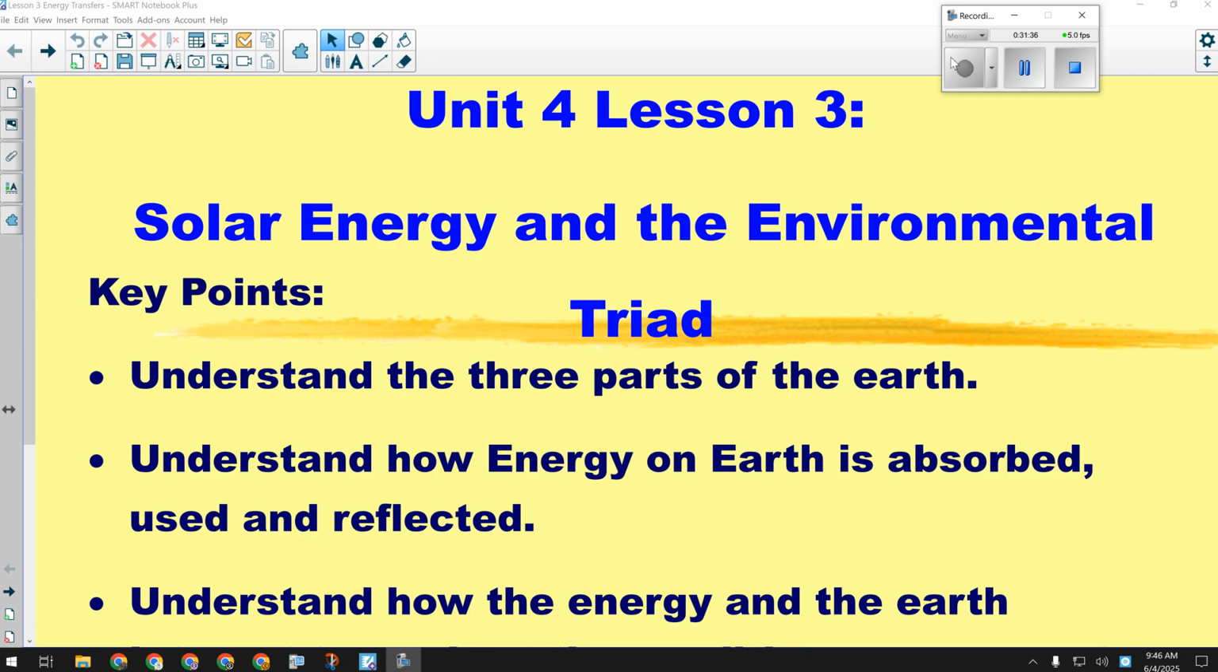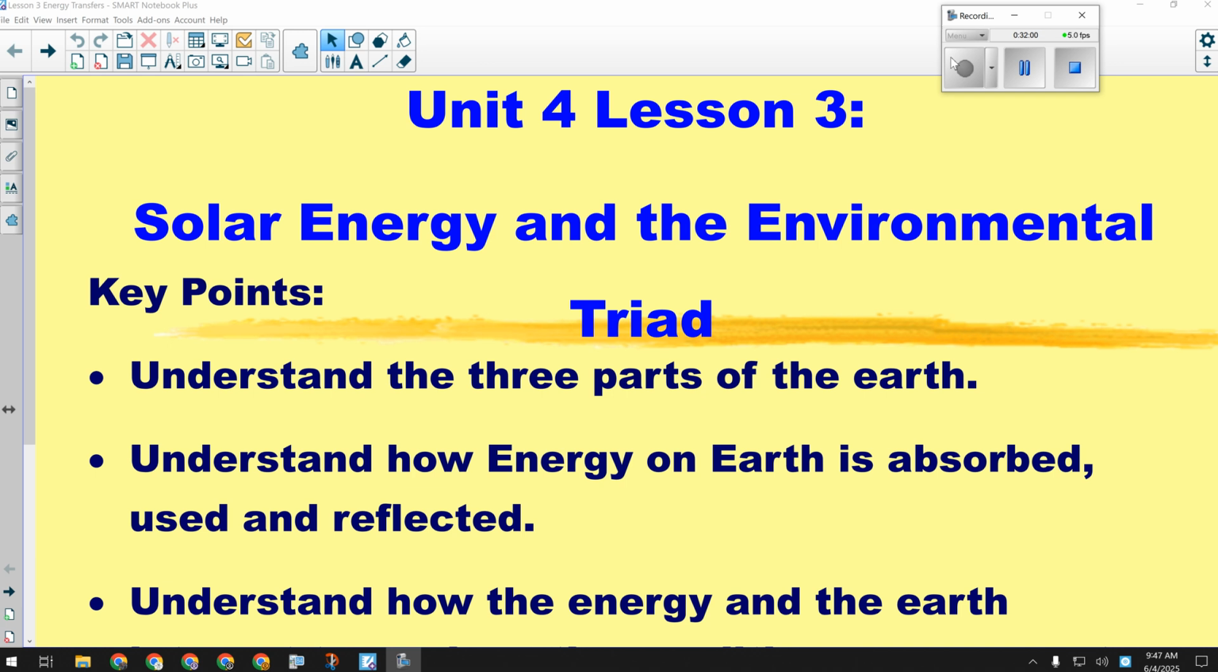All right, so we're going to go over the three parts of the Earth, the three things that can happen to light when it hits the Earth, and the three methods of energy transfer. So many threes. The theme is three. Okay, so energy and the environmental triad, three. Okay, everything in threes. All right.